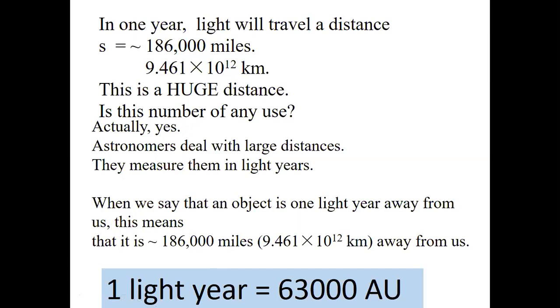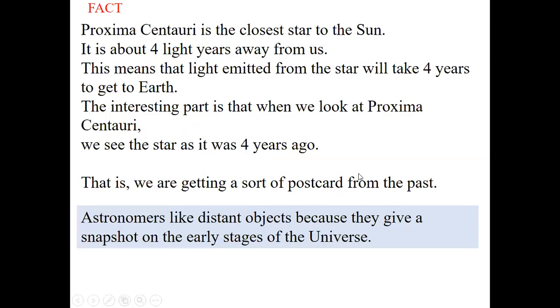Okay, so 1 light year is about 63,000 astronomical units. So in 1 year, light can travel 63,000 astronomical units. So it is a huge distance, right? So that's a good fact about this idea.